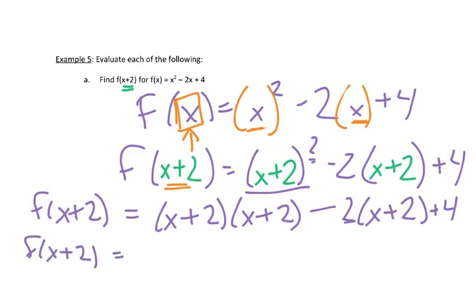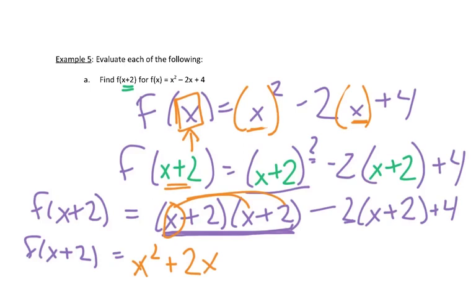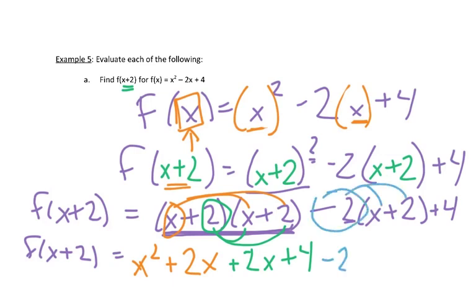So here, in order to multiply it together, we have to distribute. We'll take this x times both of those, which gives me x squared plus 2x. And then we need to take this 2 times both of those, which gives me 2x plus 4. Here we need to take a minus 2 times both of those, so we get minus 2x minus 4, and then plus 4. And then we just need to combine like terms.